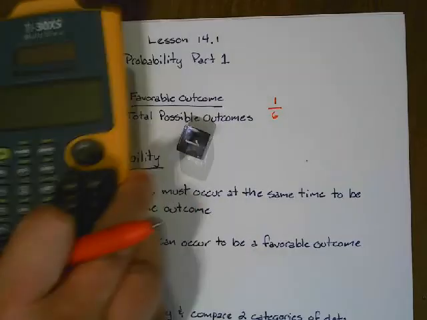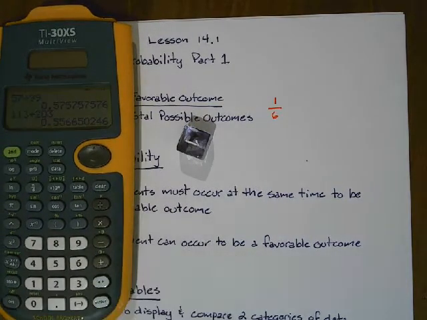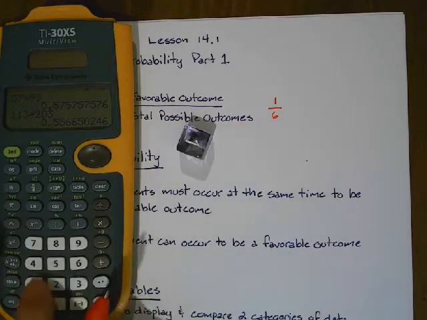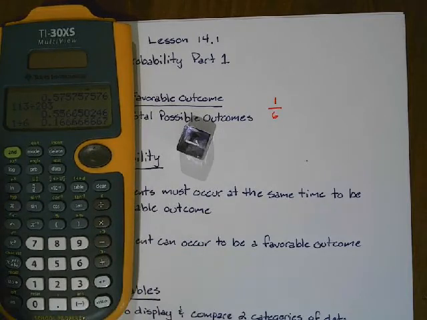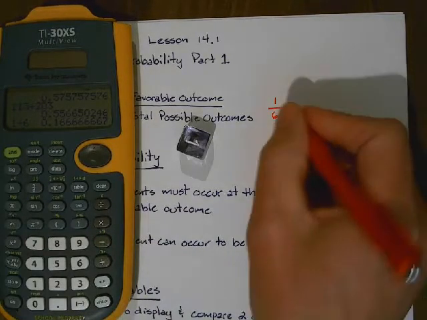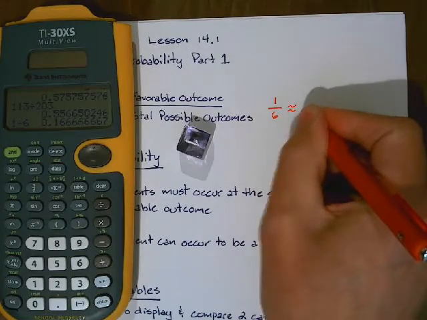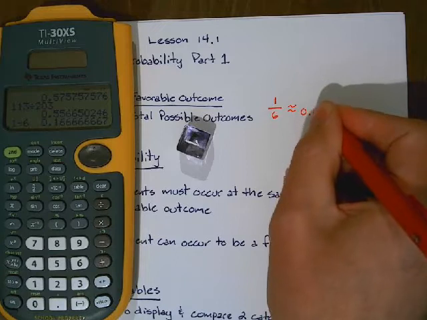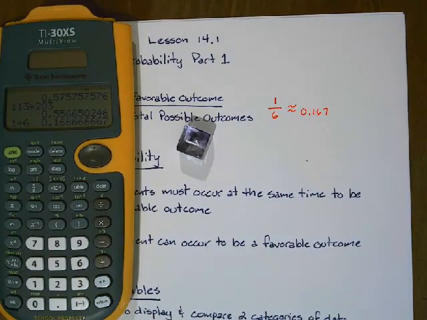And usually we'll look at probabilities as far as decimal answers. So we might do 1 divided by 6 equals 0.166666, goes on forever. So we might say that this is approximately 0.167. So that's to the nearest thousandth.